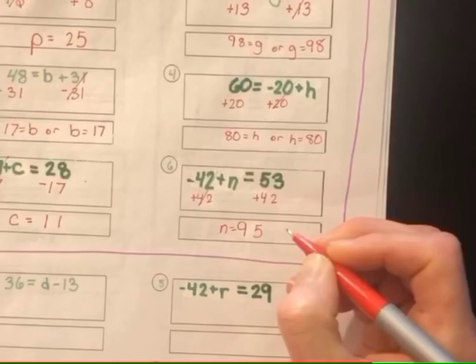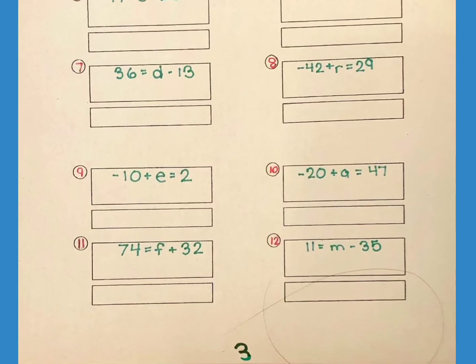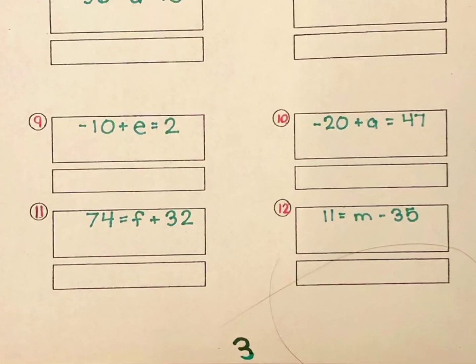Now that we've done all those 6 together, you can do those last 4 on your own. Just do the same things that we did, and if you're not sure, go back and look and see what we did on the top. Go have at it.